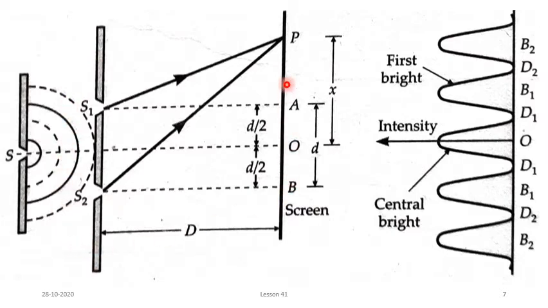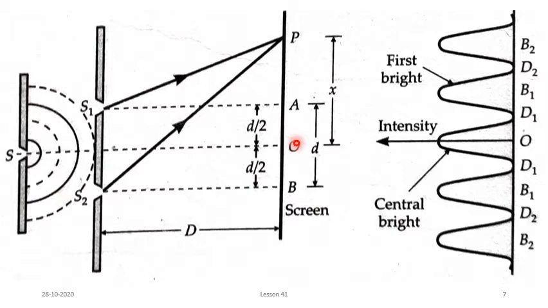Fine. Now you started the experiment and you have obtained a bright fringe, dark fringe, bright fringe, dark fringe, and so on, on this screen. Clear? This just represents the fringe width which is obtained on the screen. Fine. Now consider a point P on the screen which is at a distance x from the center O.